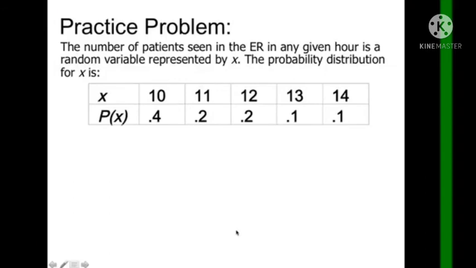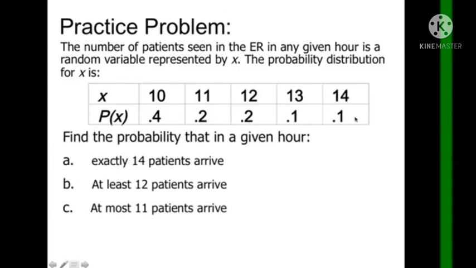Okay, let's do the following. The number of patients seen in the ER or emergency room in any given hour is a random variable represented by X. So we have 10, 11, 12, 13, and 14. So the probability distribution for X is 0.4, 0.2, 0.2, 0.1, 0.1.